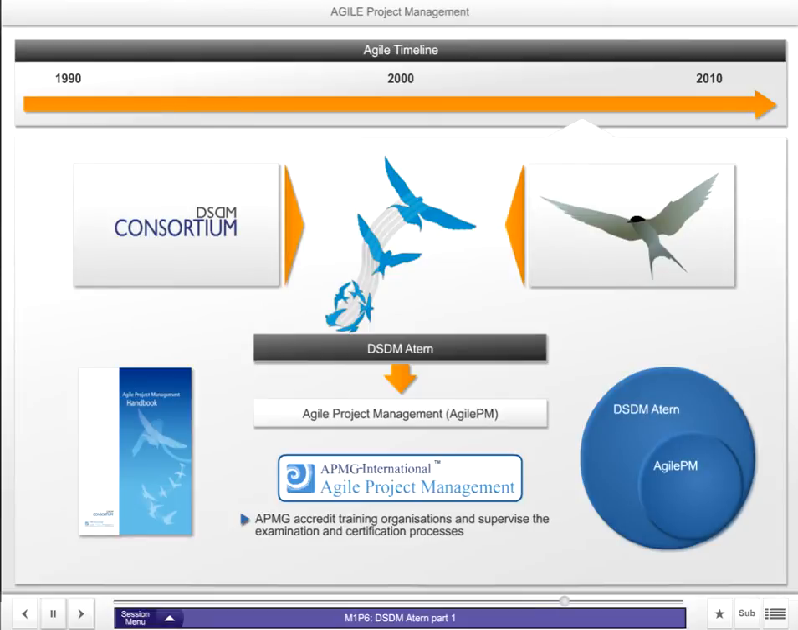Agile PM should therefore be viewed as a subset of DSDM Tern, which, whilst developed very much with IT software development projects in mind, can be readily applied in more general business projects, with perhaps little or no IT content.